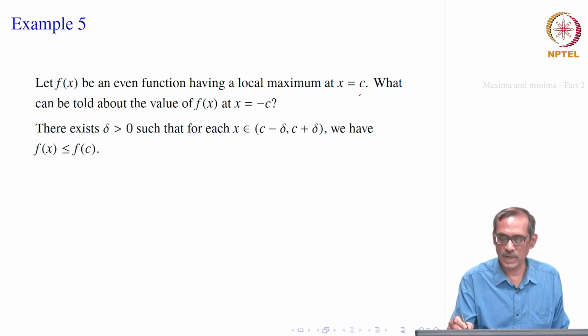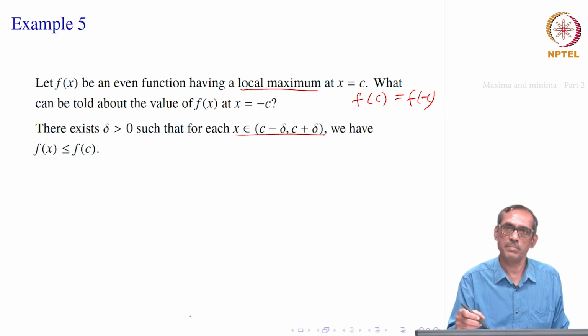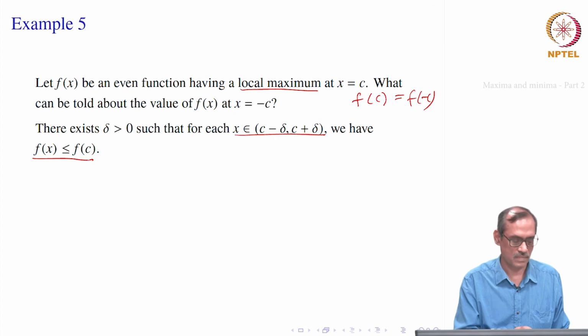In fact, if you take f of c, that is equal to f of minus c, because it is even. So, what can you say about x equal to minus c? If it were an absolute maximum, then of course you could say directly that there is an absolute maximum at x equal to minus c, because it is that value, but it is only asking about a local maximum at x equal to c. So, since it is a local maximum at x equal to c, we have a neighborhood of c, say c minus delta to c plus delta, where if x belongs to that neighborhood, then f of x is less than or equal to f of c. That is what it says.